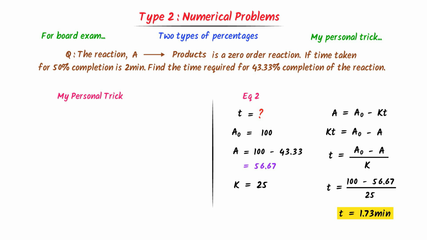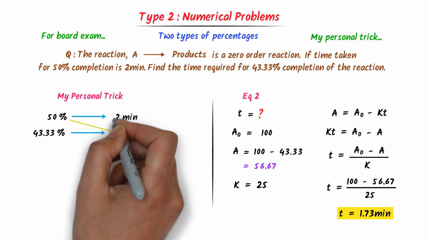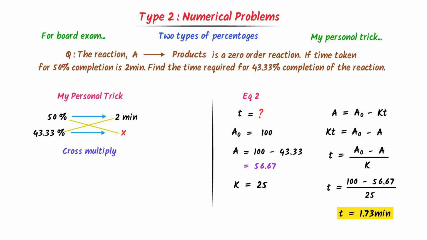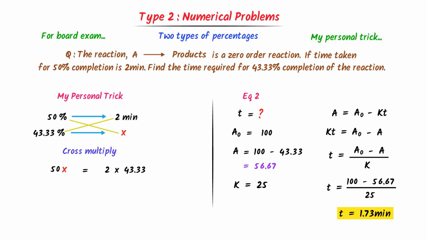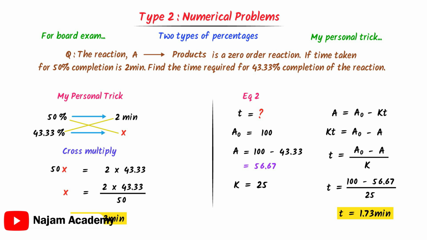Now I will teach you my personal trick to crack this type of numerical problems in less than a minute. I write 50% reaction takes 2 minutes to complete. Then 43.33% reaction takes x time to complete. Now I cross multiply them. I get 50x is equal to 2 into 43.33. I shift this 50 from the left hand side to the right hand side. After calculation, I get x is equal to 1.73 minute. Thus after 1.73 minute, 43.33% of reaction is completed. Therefore, using my personal trick, you can easily crack type 2 numerical problems in less than a minute.